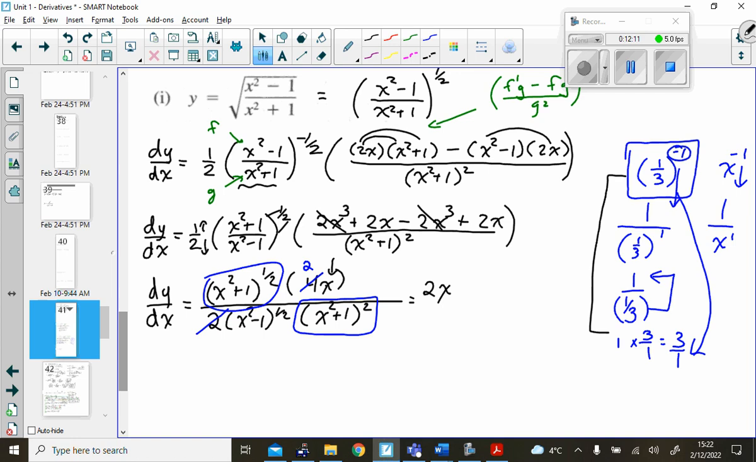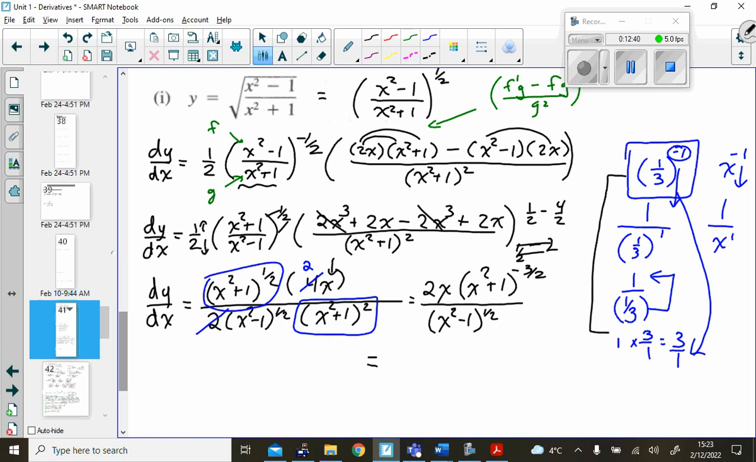Now, what you do with your powers is you subtract them, right? So you have x squared plus 1, you had 1/2, and you subtract 2. So 1/2 minus 4 over 2 is negative 3 over 2 as the power. And in the bottom now, all I have left is x squared minus 1 to the 1/2.